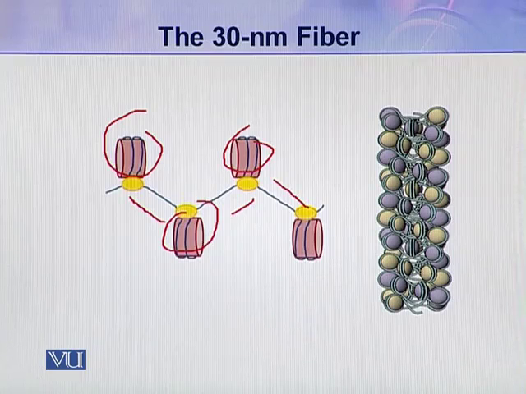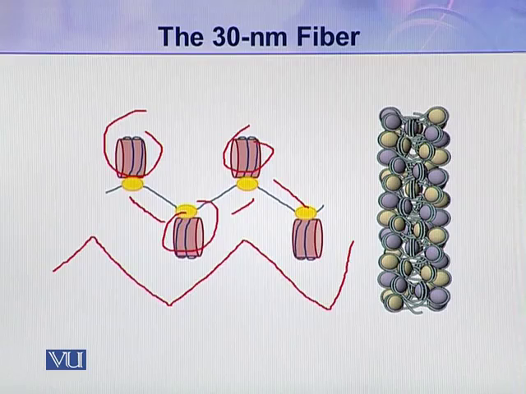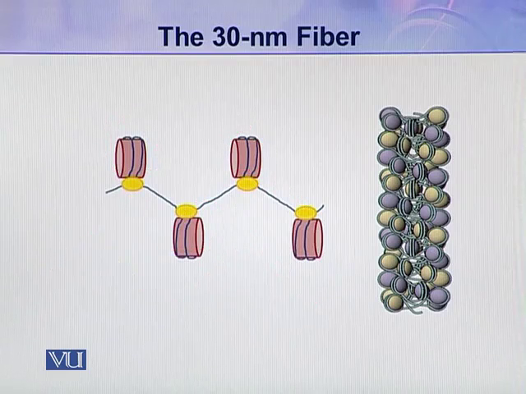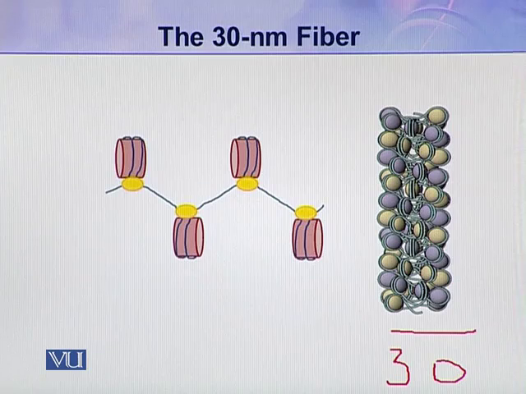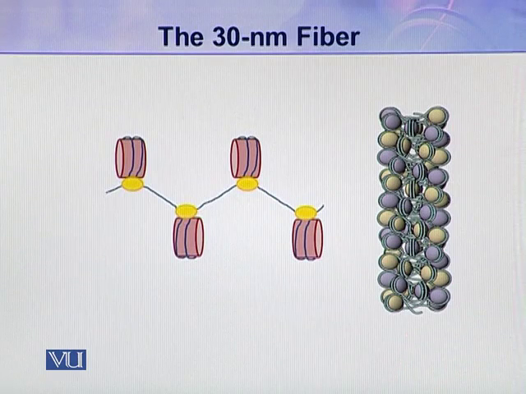So in this way, this fiber is arranged in a zigzag manner. So that's why this is called the zigzag model. And after that, it forms this 30 nanometer fiber. This is the 30 nanometer fiber. So this is the zigzag model, according to which the linker DNA is straight, that is, not bent.